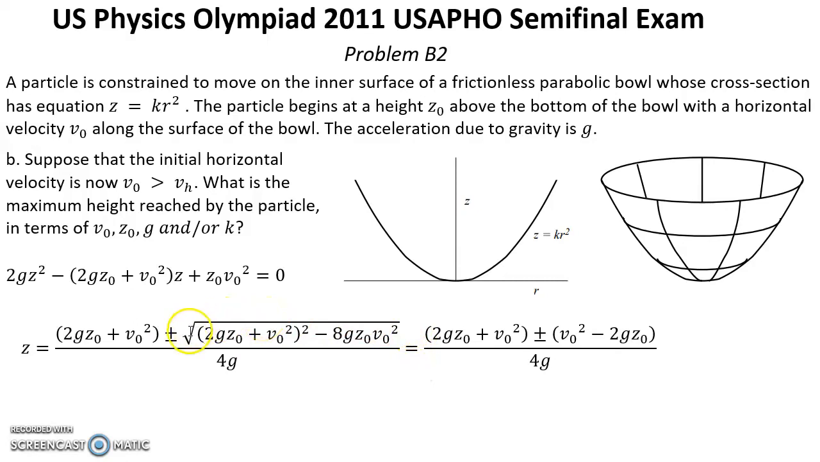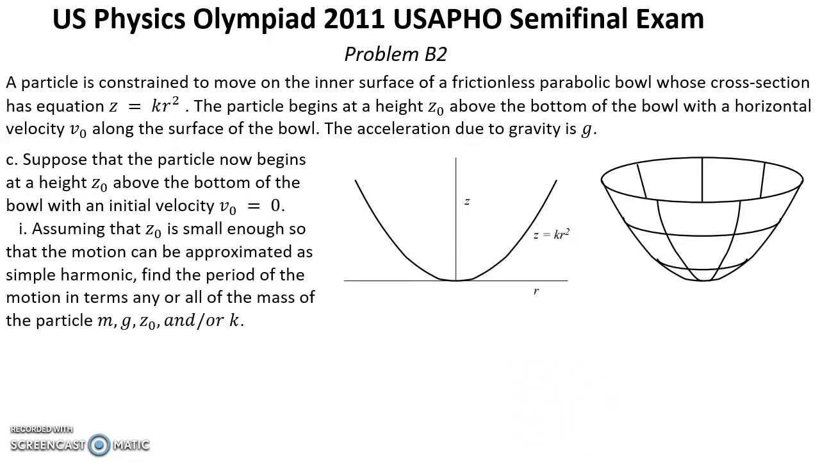If we look carefully, this is the square root of a perfect square, which is v0 squared minus 2g z0. And we can write two roots for this solution: z1 is z0, which is trivial, and the other, z2, equals v0 squared over 2g. And because v0 is greater than vh, we have z2 greater than z0. That's the solution for question B.